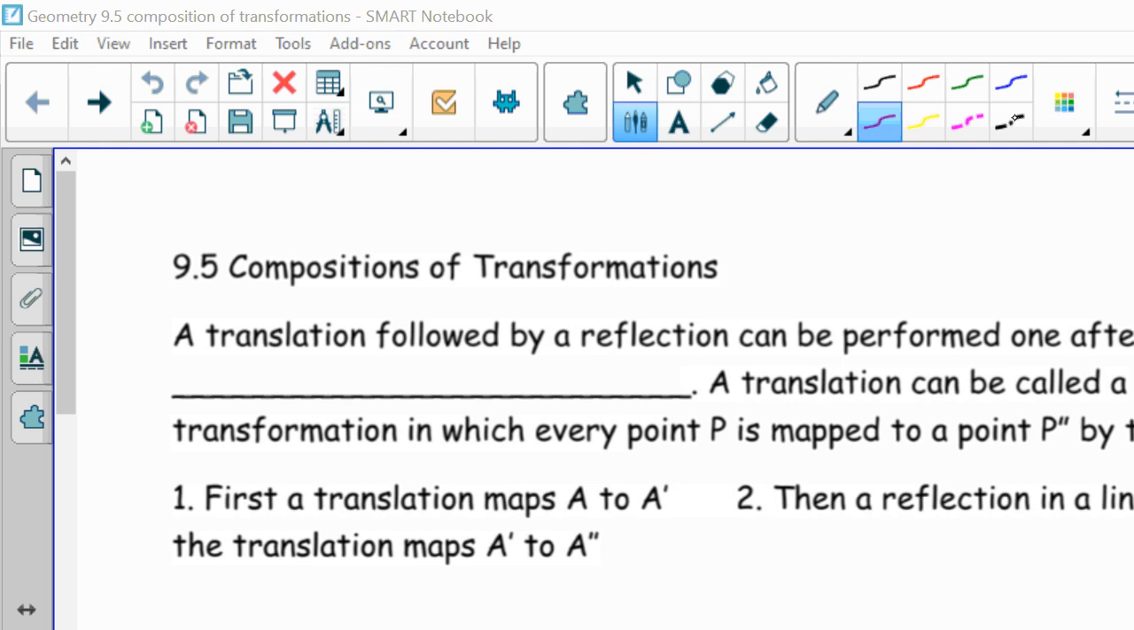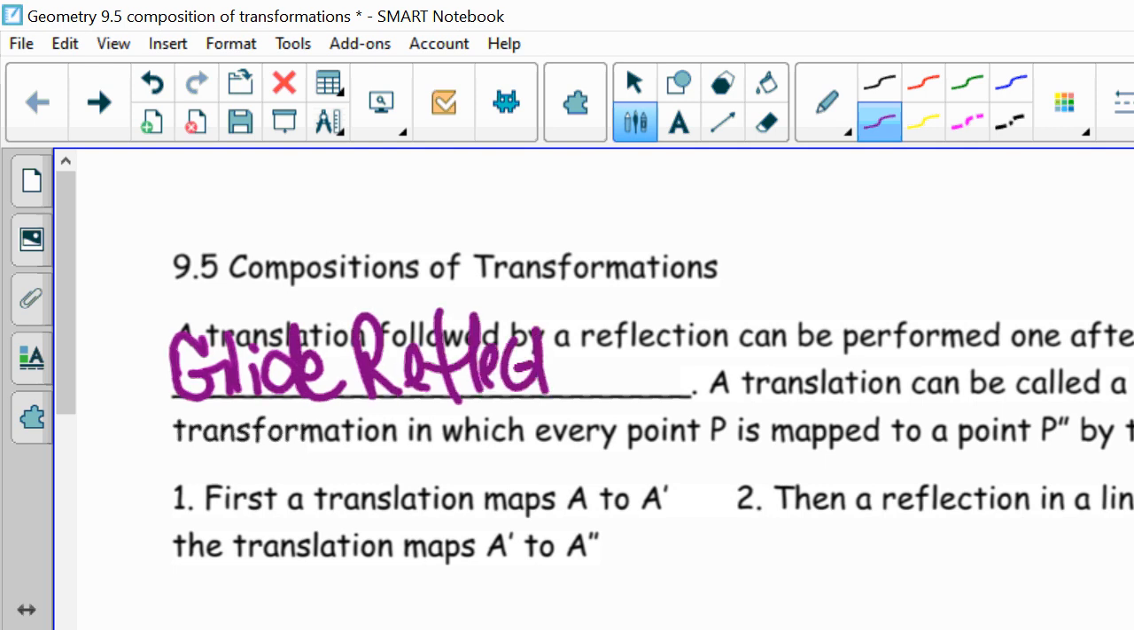All right, today in geometry, we are looking at section 9.5, compositions of transformations. A translation followed by a reflection can be performed one after the other to produce what's called a glide reflection. A glide reflection. A translation can be called a glide because we simply slide over or glide over or up or down.